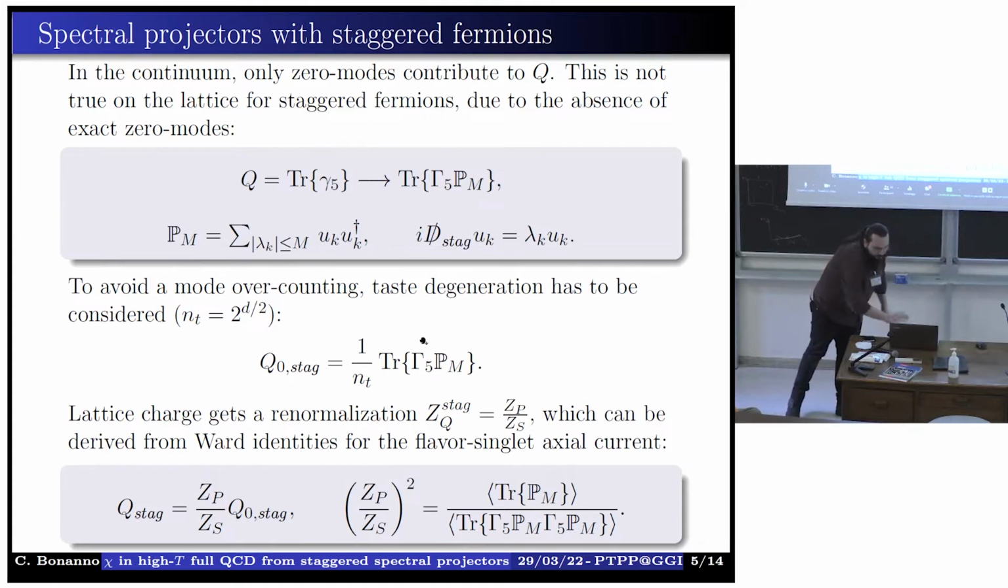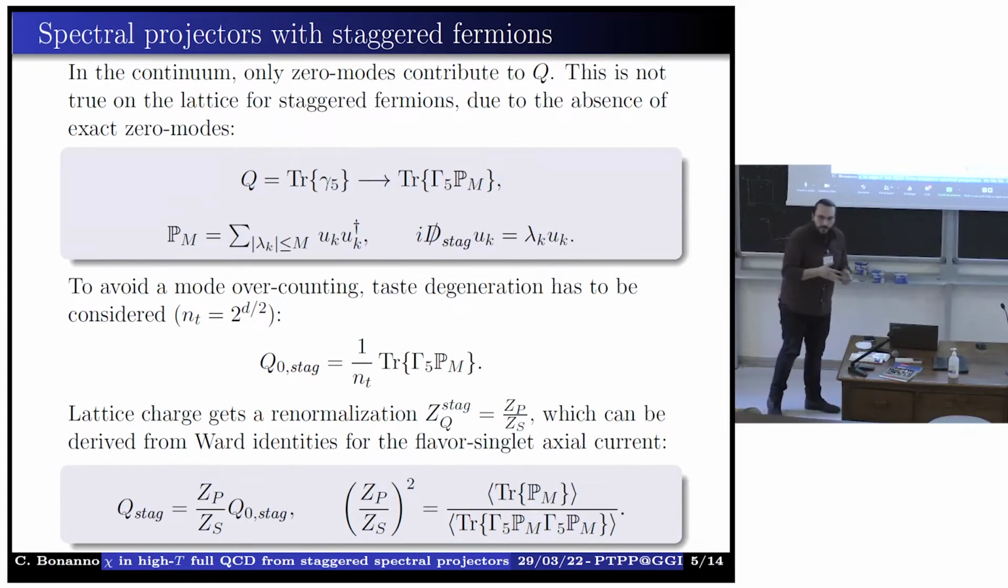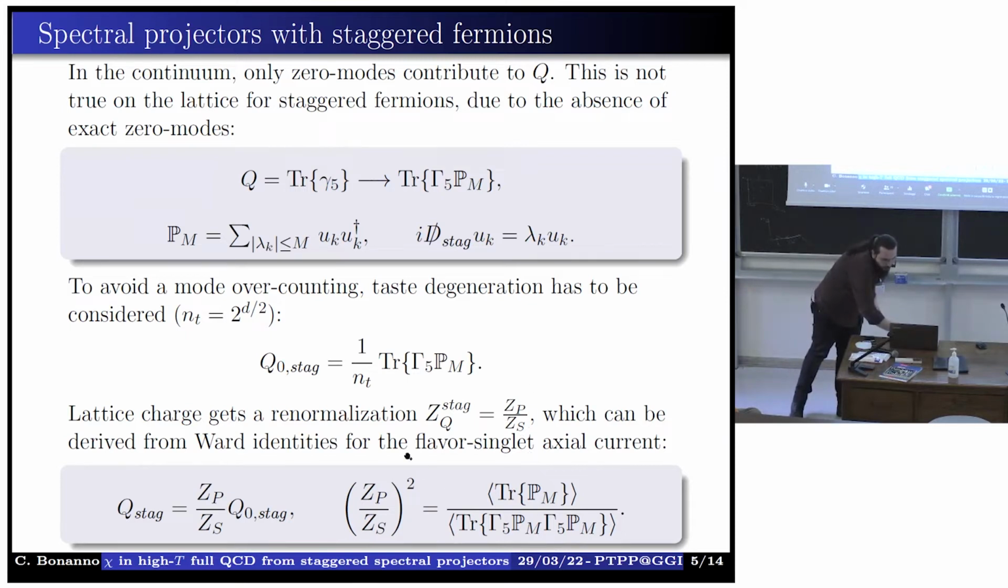And this is our essentially bare definition. We can also show that this bare definition only gets a multiplicative renormalization, which can be related to the renormalization constant of the scalar and the pseudoscalar fermionic densities. And this quantity here, this ratio here, can be expressed as well in terms of traces of the spectral projectors and of gamma 5. The capital gamma 5 is just the staggered version of the usual Dirac gamma 5. So in the end, we obtain a fully renormalized expression for Q, only expressed in terms of traces of the spectral projectors.